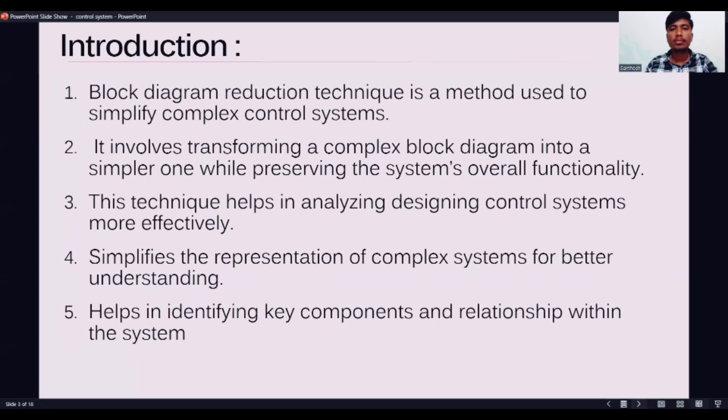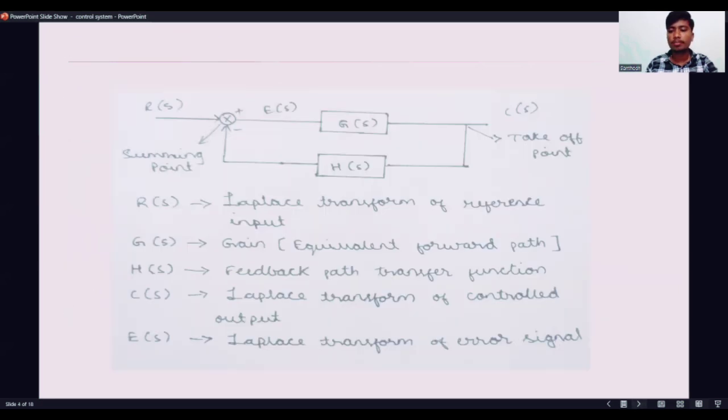This technique helps in analyzing and designing control systems more effectively, and it simplifies the representation of complex systems for better understanding. Finally, it helps in identifying key components and relationships within the system.